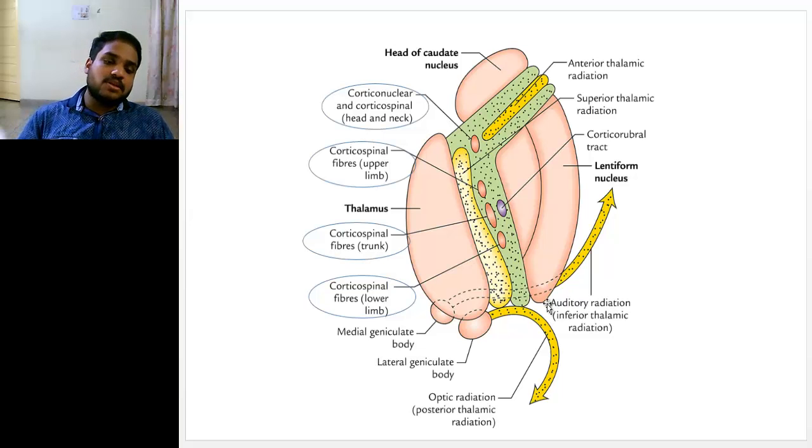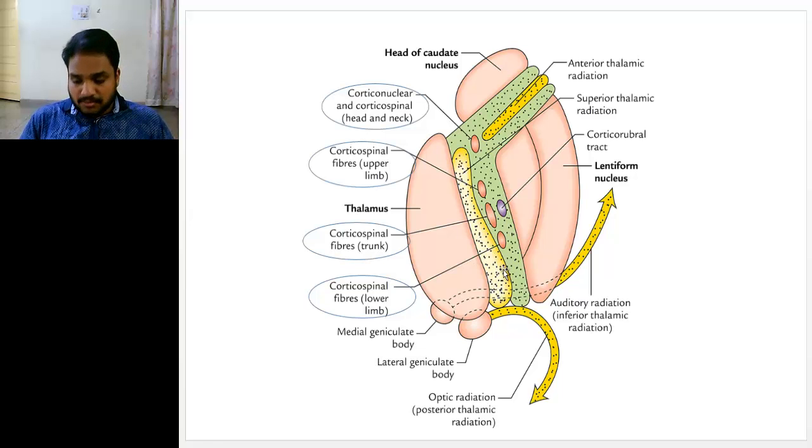So what happens if the internal capsule is affected? In the anterior limb you have the anterior thalamic radiation, and in the genu you have the corticonuclear as well as the corticospinal fibers for head and neck, while in the posterior limb you have the corticospinal tract fibers for the upper limb, trunk as well as the lower limb, right? And you also have the superior thalamic radiation here.